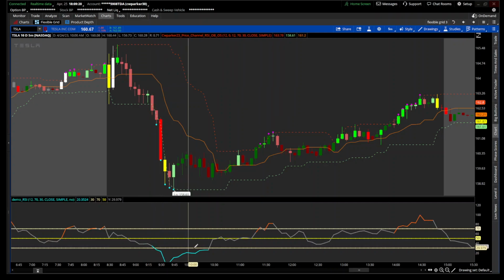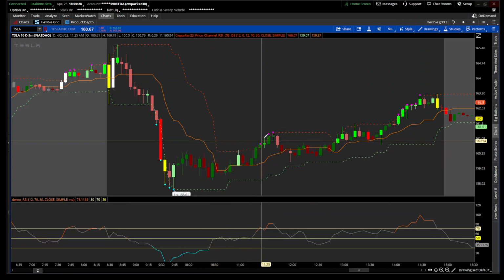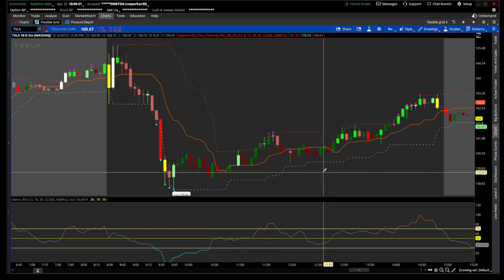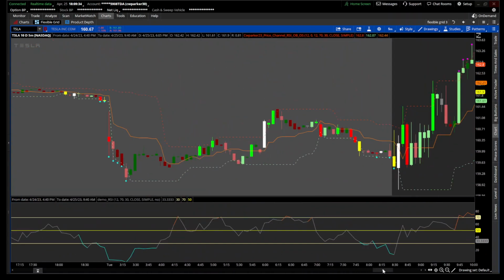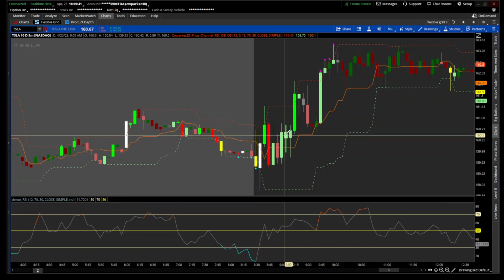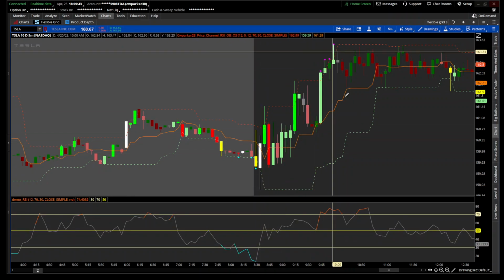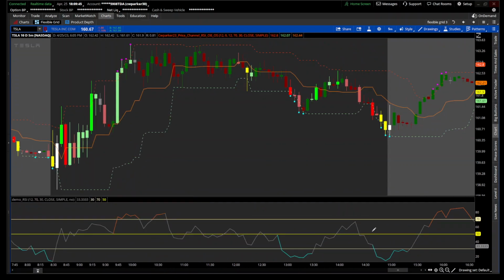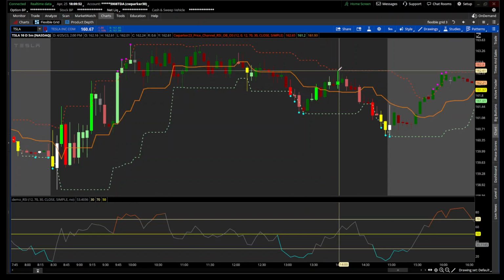RSI is below oversold. I would have tried to take the trade once it crossed back above oversold right here and possibly gotten out over here. So that's probably how I would play it on the lower time frames. You look for the conditions and you look for RSI to get back above oversold and possibly get out right here. Same situation here.